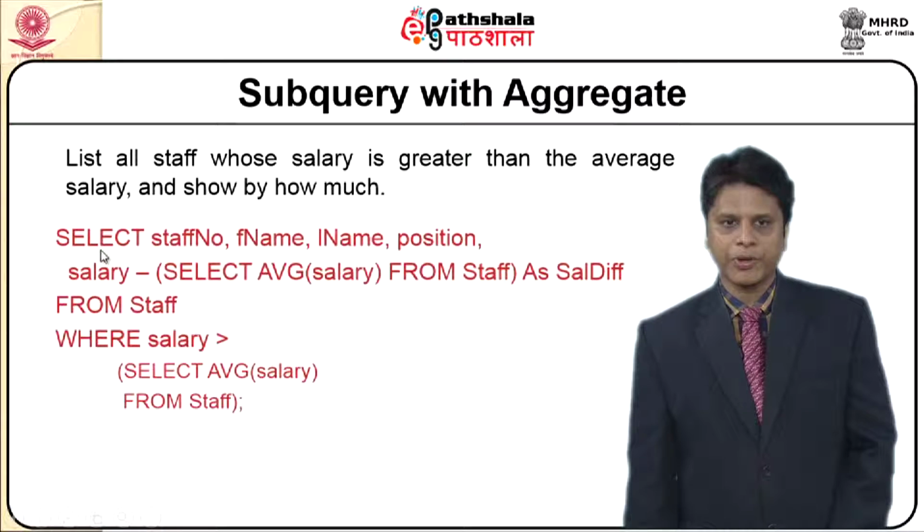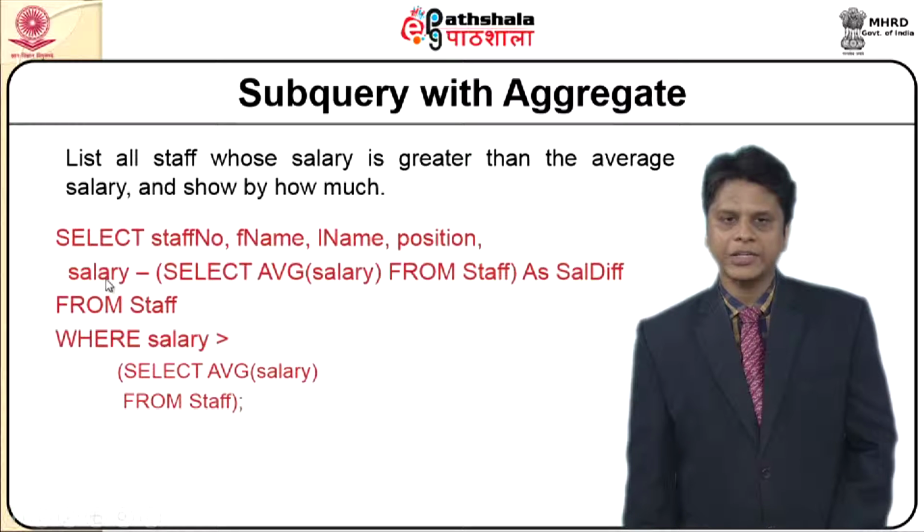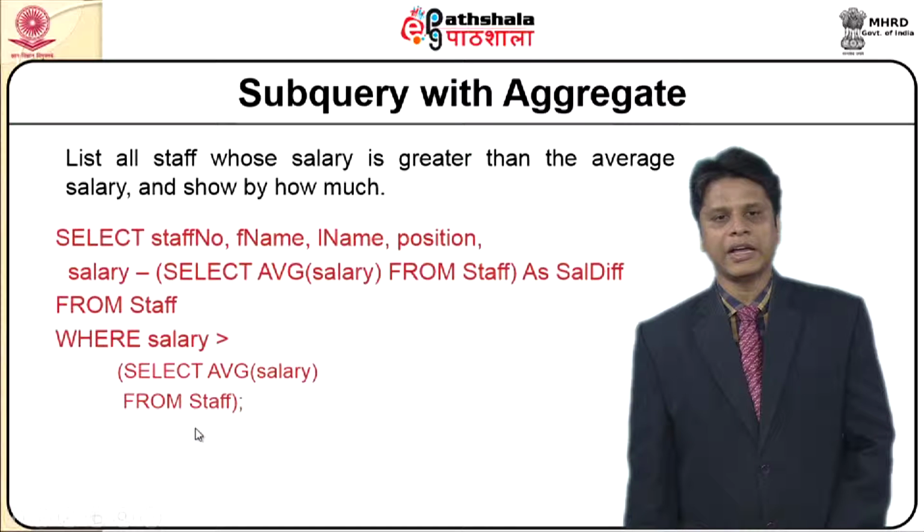So I repeat this particular query, select these list of values. In addition, I have another attribute which has salary minus select average salary from staff as salary difference. So now this salary difference will present me with the average salary, which would be 17,000, to be subtracted from the actual salary, and salary should be greater than the average salary.